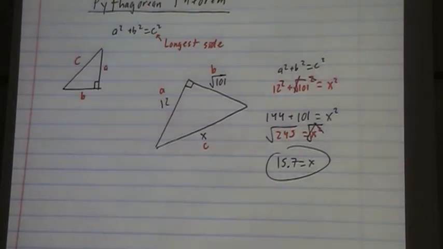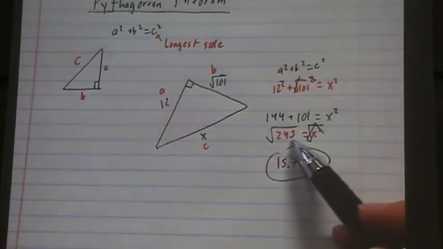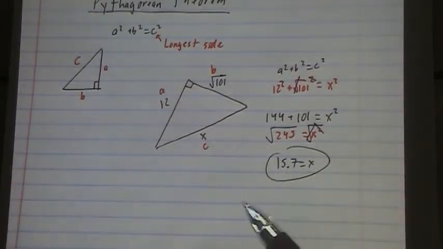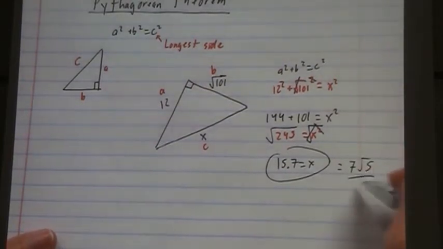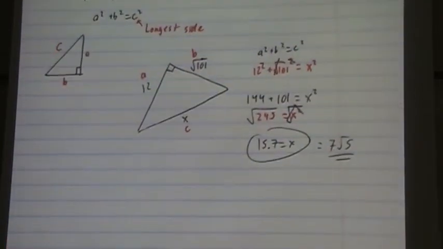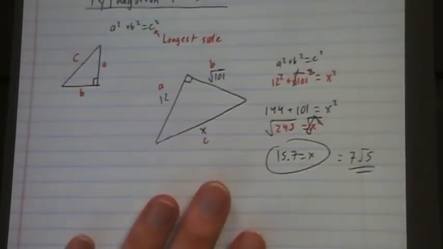Now if you have a calculator or if the problem asks for a thing called radical form, radical just means kind of square root form. If you punch in square root 245 and hit equals on like a TI-30 calculator, it will give you 7 root 5. Okay, that would also work. So, quick review on Pythagorean theorem.